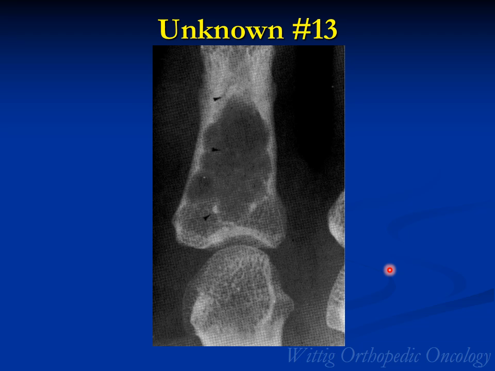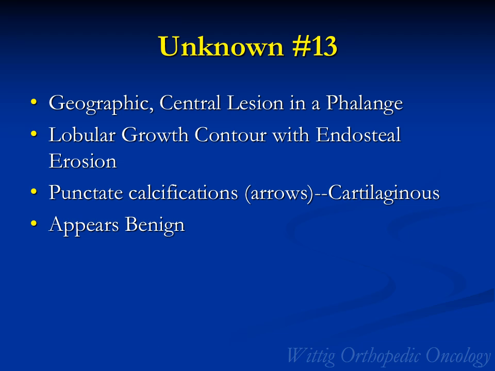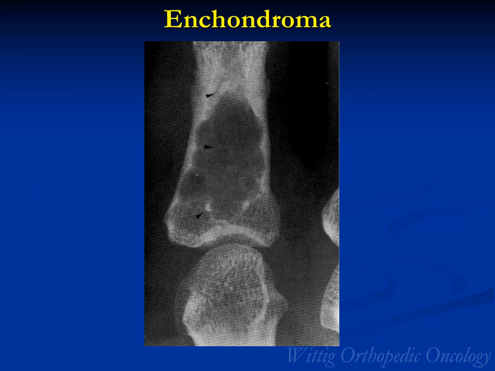Unknown number 13. This is a digit. Geographic central lesion in the phalange. Lobular growth contour with endosteal scalloping. Cartilage grows in a lobular manner. There are punctate calcifications if you look at the arrows, indicating that it's probably cartilaginous, and it appears benign. Diagnosis is Enchondroma.